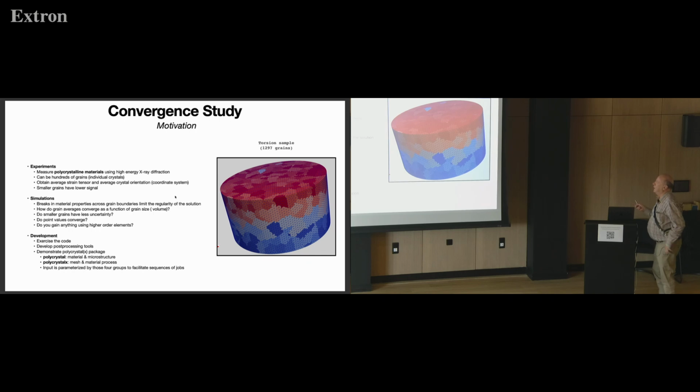And then also a lot of users are interested in point values, totally understandably. So the question is, what does it look like for point values? Do they converge? Do they not converge? And what does it look like? So all those things, and maybe do you gain anything by using higher order elements? Well, you wouldn't globally, but does that help your grain averages within the thing?